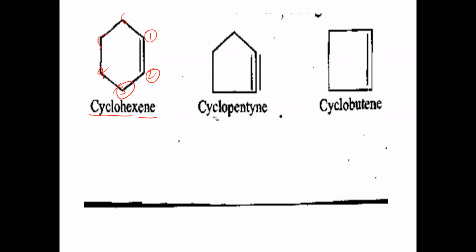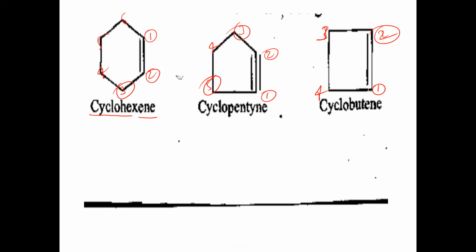Okay. So next, cyclopentyne. 5 carbon atoms in the ring, and it has a triple bond here. Suppose you give the first carbon here, it would be second carbon, third, like this, 4, 5. So it is cyclopentyne. And the next one, what? Cyclobutene. Anywhere you can give number 1. Number 1 carbon should have what? The double bond. So 2, 3, 4 carbon atoms. So cyclobutene, cyclopentyne, and cyclohexene.